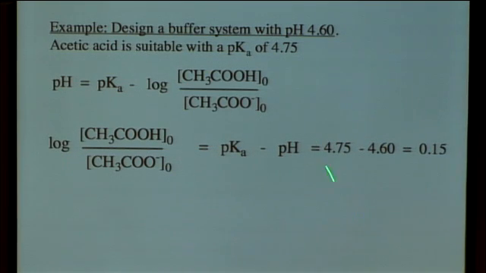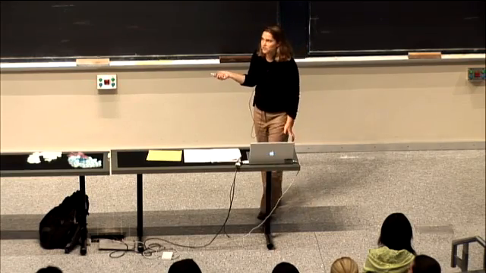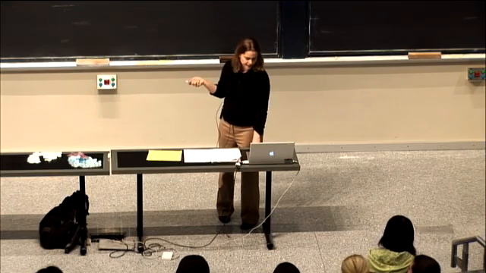And so we have here our pKa minus our pH, and we get 0.15. Now we need to do inverse log and come up with the ratio, and the ratio that we want is 1.4. So we want to have a ratio from our acid to the conjugate of 1.4. Well, how much exactly are we going to add then? We know the ratio now. How much are we going to add?